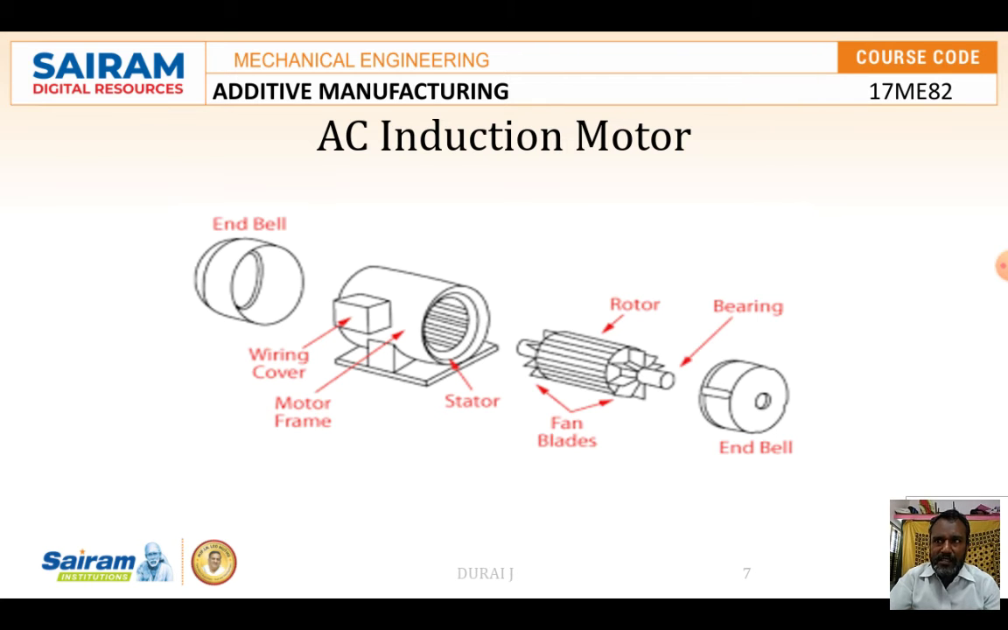The three-phase induction motor is similar to the single-phase induction motor, but the stator has three windings located 120 degrees apart, and they are connected to the three lines of supply. So the three-phase current produces a rotating magnetic field in the stator.